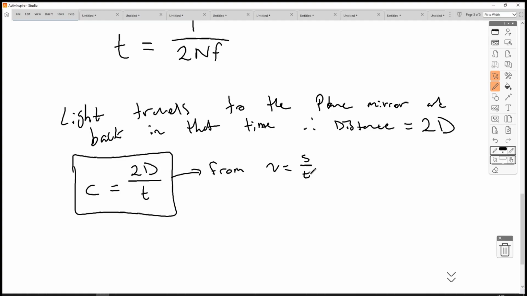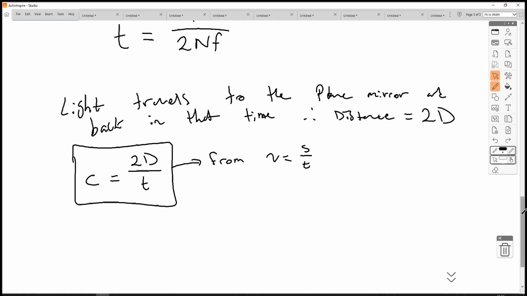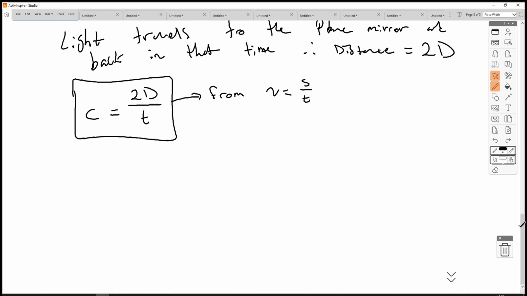And then we have to sub both of these in. So if we got t equals 1 over 2nf, then 1 over t is equal to 2nf. So sub in 1 over t equals 2nf, and we get c equals 4dnf.